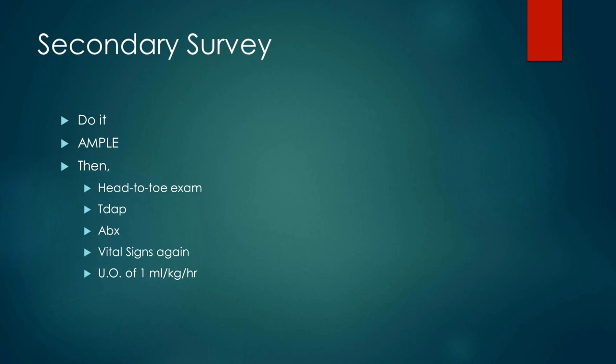Secondary survey. Primary survey in pediatrics is the exact same as any other trauma resuscitation. So it's your airway, breathing, circulation, disability, and exposure. Your secondary survey has to be done. Once you've stabilized the patient through your primary survey, you have to do a good secondary survey on these patients. You want to make sure that you get a good ample history. You want to do your head-to-toe treat-as-you-go secondary survey. You want to make sure that they're up-to-date on their Tdap. If not, then you give them that, and any antibiotics as needed, with frequent rechecks of vital signs. And with pediatrics, you want to make sure that they're keeping a urine output of 1 mL per kilogram per hour.